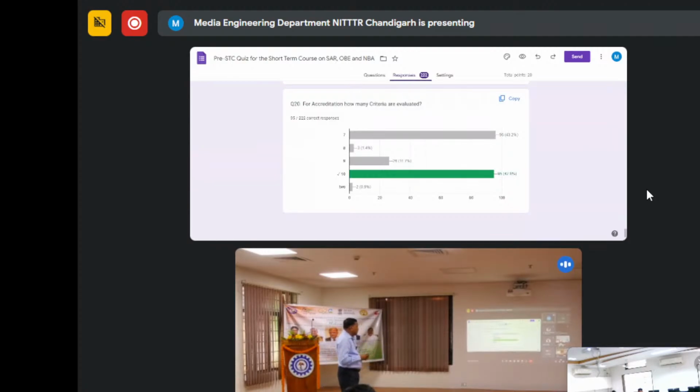And the last question was, for accreditation, how many criteria are evaluated? 42.8% people gave the correct answer. This 42% is very poor. There are 10 criteria. If you don't know this fundamental thing, then it is difficult.